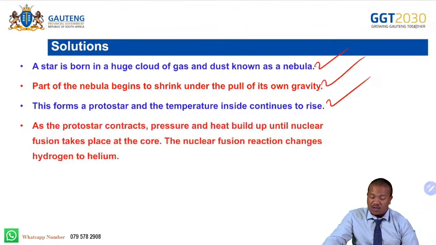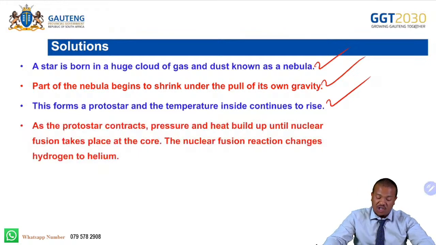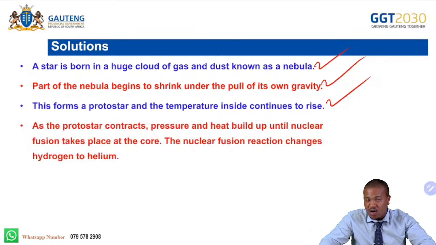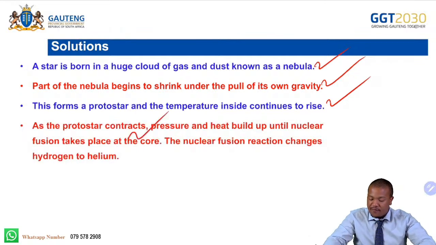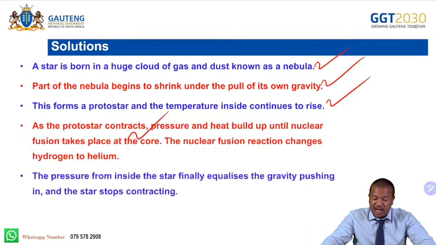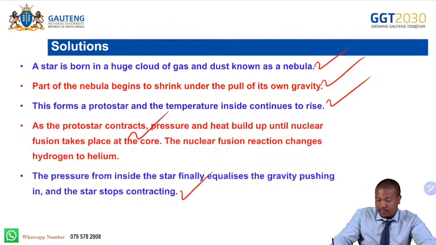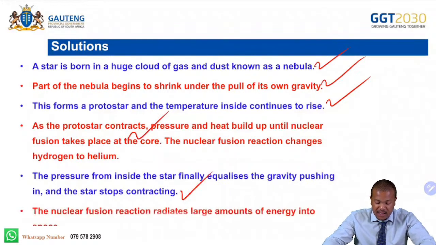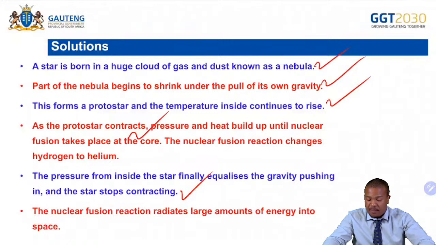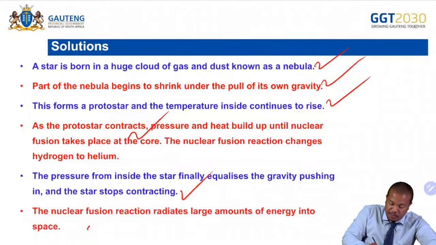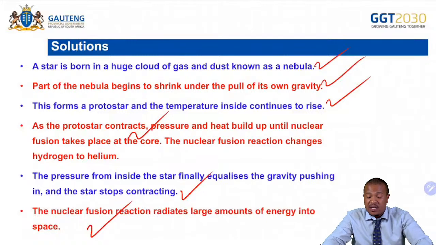As the protostar contracts, pressure and heat build up until nuclear fusion begins to take place at the core. Then the nuclear fusion reaction changes hydrogen to helium. So the pressure from inside the star finally equalizes the gravity pushing in, and the star stops contracting. Then lastly, the nuclear fusion reaction radiates large amounts of energy into space, also keeping the star in its main sequence.